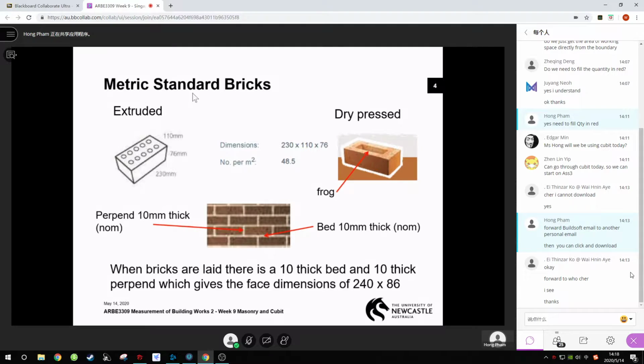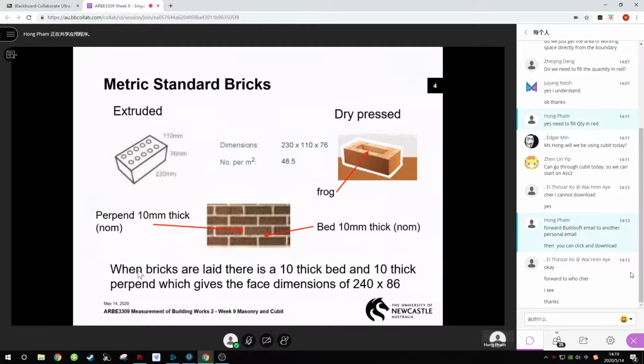We call them metric standard bricks because they have a standard size. Okay, 110 is this size. This is 230 and this is 76. Try to memorize this, okay? So it's good for you to understand. Number per square meter: if it is a one brick wall, about 48 numbers per square meter of wall. Okay, so you can say 49 numbers. It's either with holes, extruded, or dry pressed.